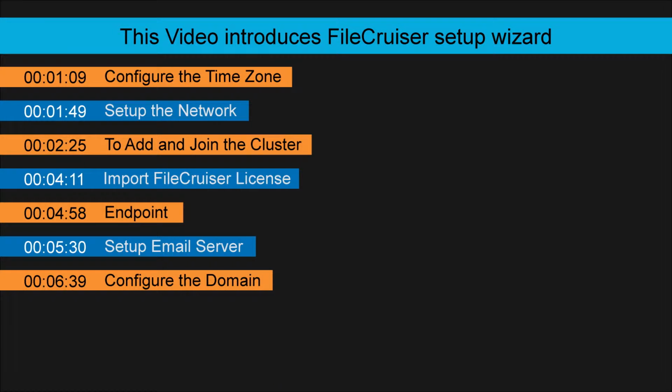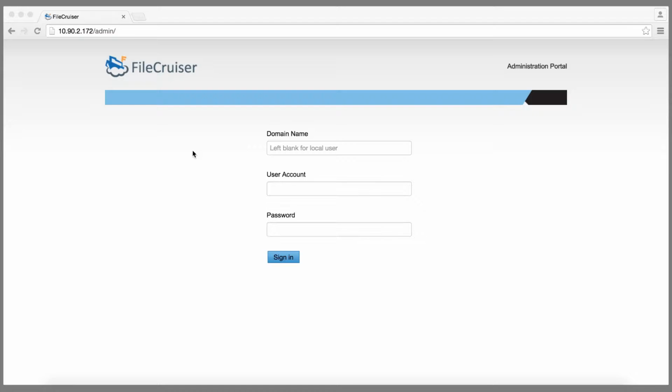This video introduces the FileCruiser Setup Wizard. The FileCruiser uses DHCP by default to obtain IP settings.